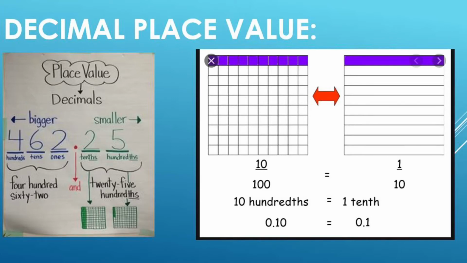And remember, when we have that decimal point, we always say "and" when we're reading a number. For example, 462 and 25 hundredths. Then in the second chart, we're reminded that 10 hundredths are equal to 1/10. So there's 10 hundredths in 1/10.